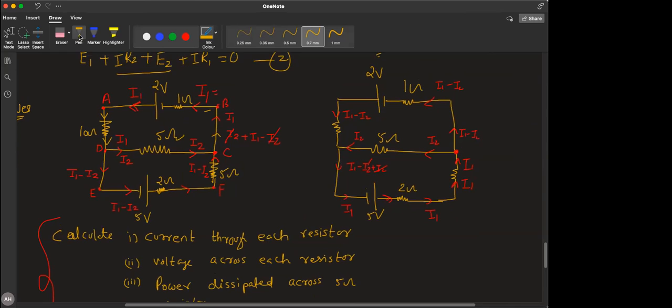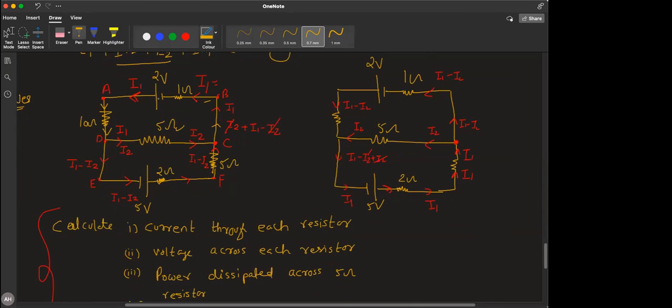Okay, so let's start with this numerical. We have already discussed the division of current in the circuit. This was the given circuit. This is a cell of 2 volts, its internal resistance 1 ohm. I'm just recalling the question. This is a cell of EMF 5 volts, its internal resistance is 2 ohm, and this is a resistor of 5.